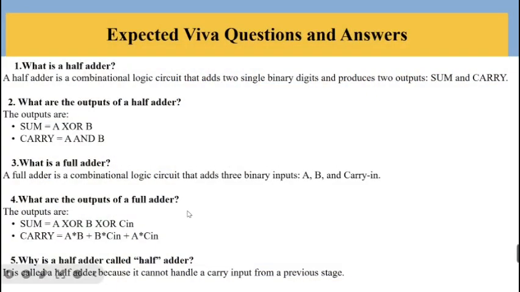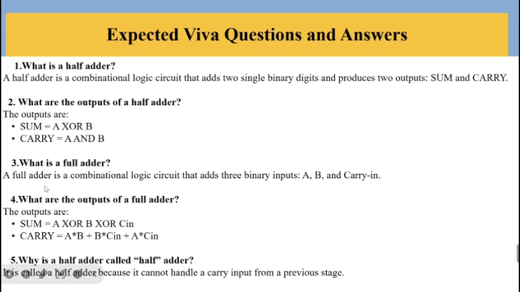Now we will be discussing the expected viva questions and answers. What is a half adder? A half adder is a combinational logic circuit that adds two single binary digits and produces two outputs, sum and carry. What are the outputs of a half adder? The outputs are: sum is equal to A XOR B, carry is equal to A AND B.